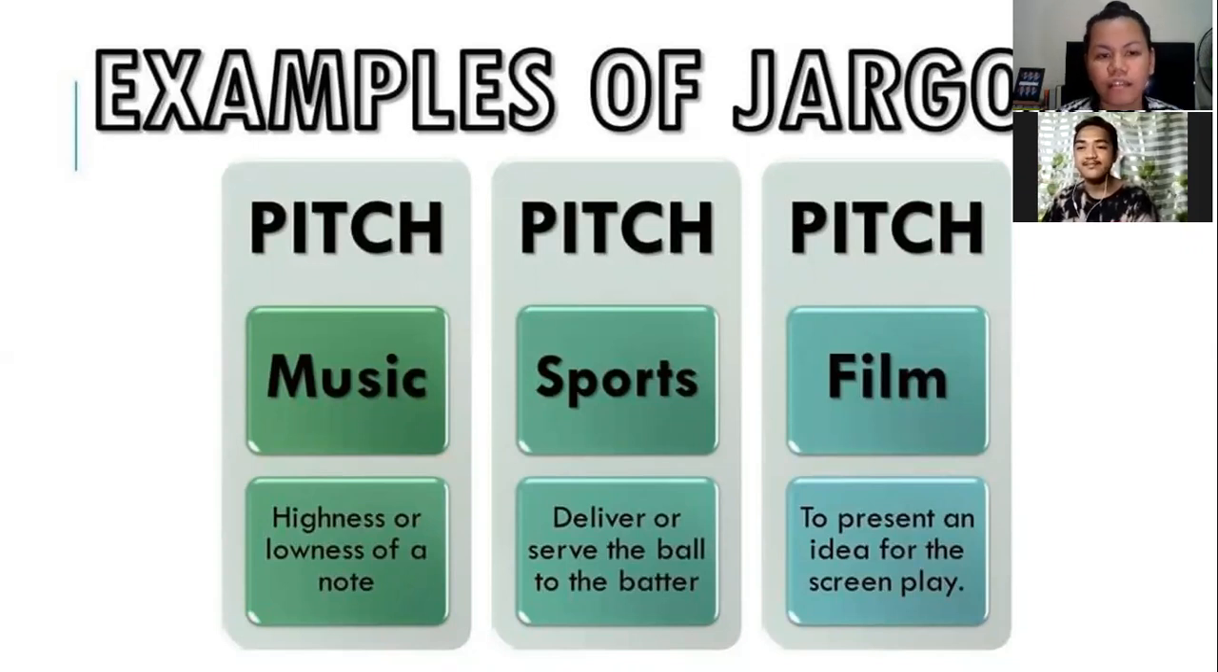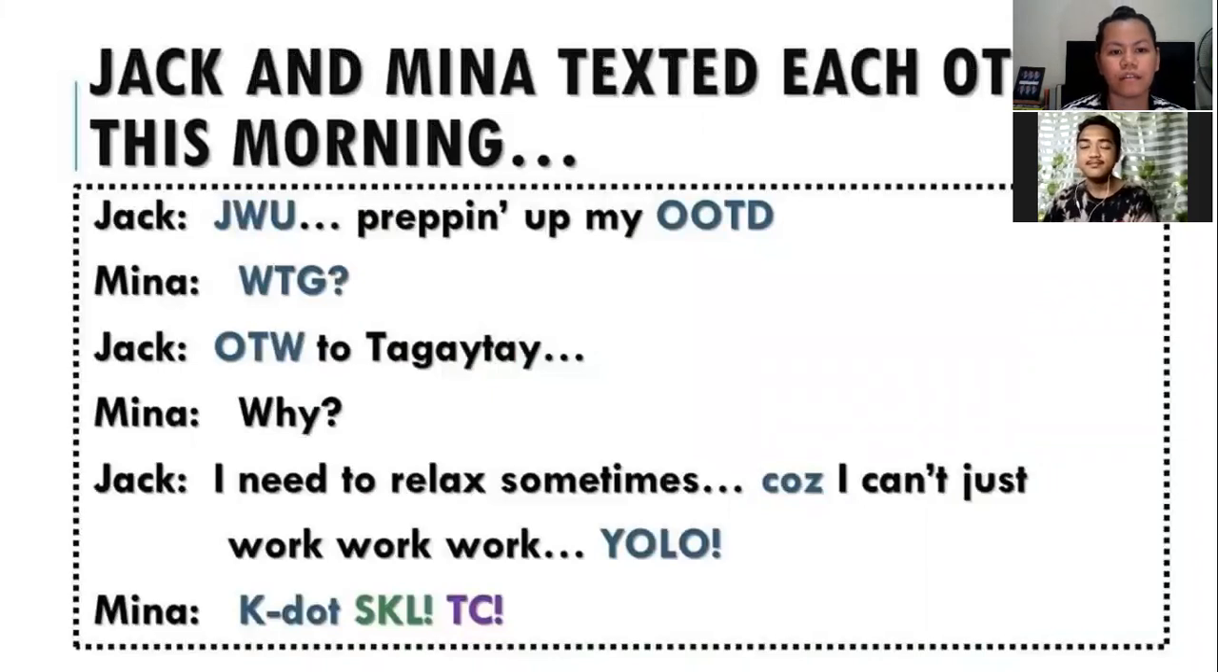Next. Another example of a casual type of conversation is this: when Jack and Nina texted this morning. We're just going to read it. You'll play the role of Jack. I'll be Nina. Game, let's do this. All right. Okay.